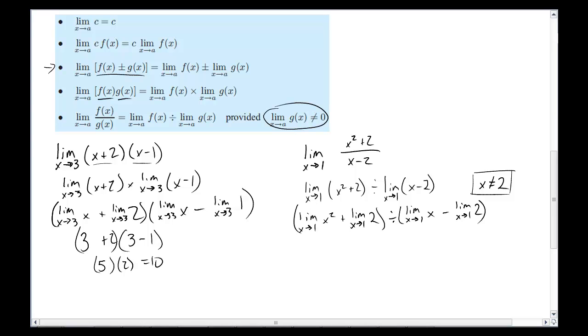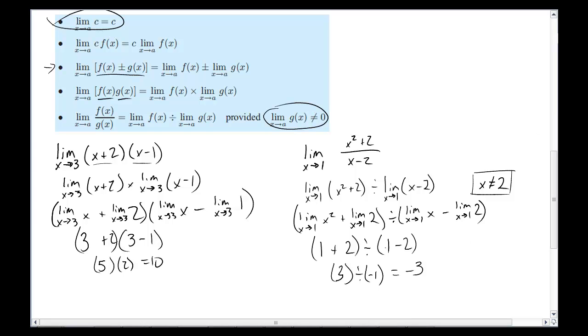The limit as x approaches 1 of x squared is 1. Plus the constant, which goes back to rule number 1. Divided by the limit as x approaches 1 of x, which is still 1. And the limit as x approaches 1 of 2 is still 2. 1 plus 2 is 3. 1 minus 2 is 1. But maybe it's negative 1. And when I divide, I get negative 3. There you go. We're done.